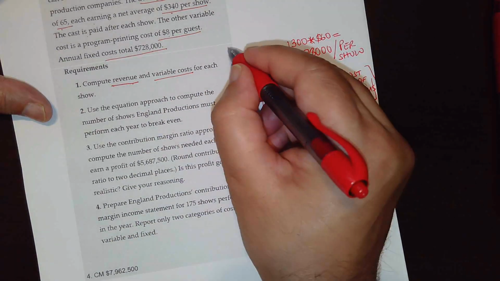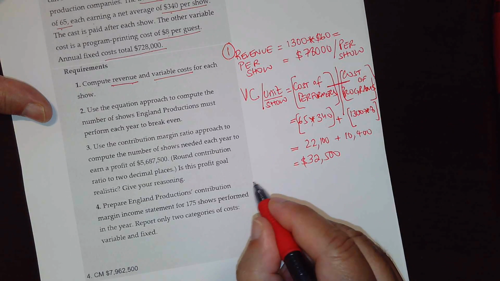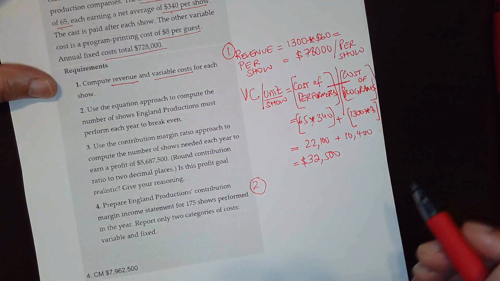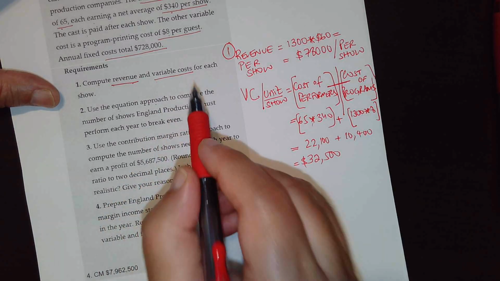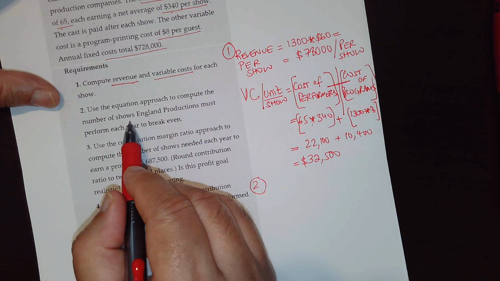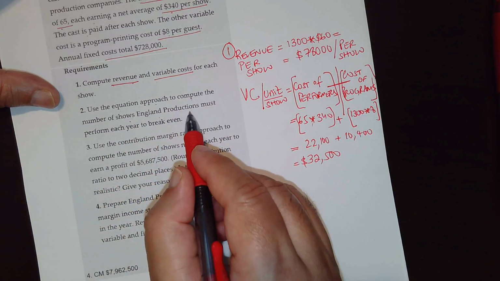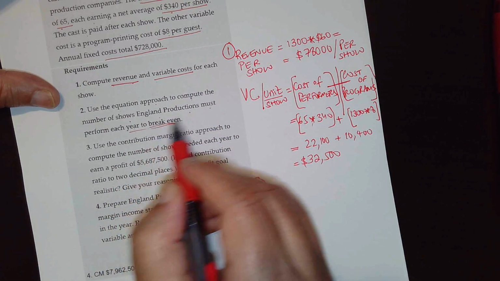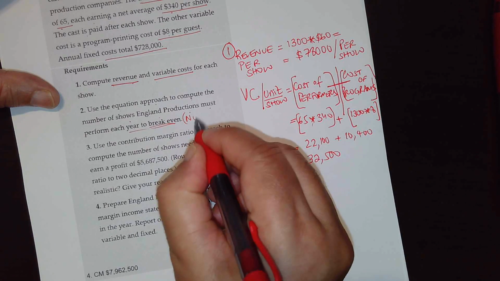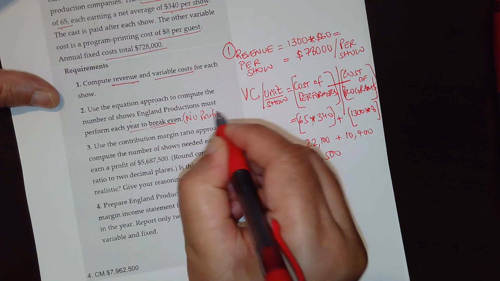So that is our first requirement: revenue per show and variable cost per show, which we have calculated. Now it says use the equation approach to compute the number of shows England Production must perform each year to break even. Break even means no profit, no loss.